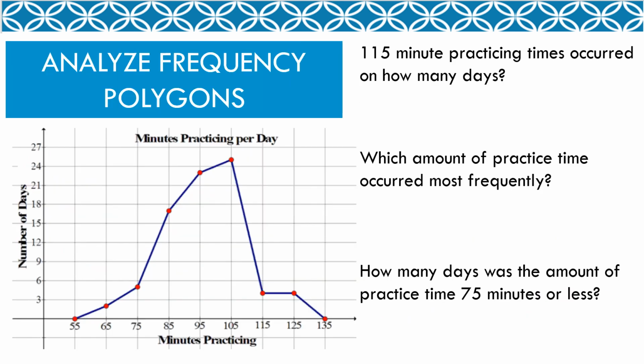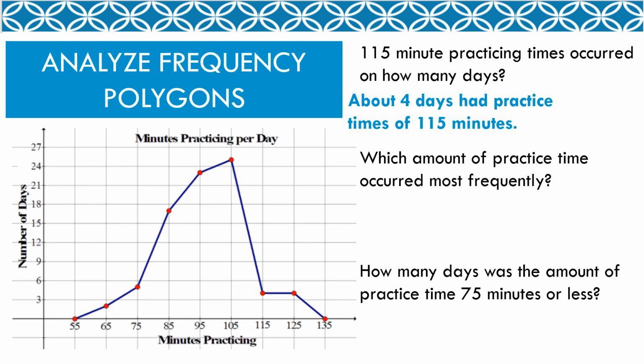We are interpreting frequency polygons. The title: minutes practicing per day. We have the x-axis with contextual information of minutes practicing, and our y-axis is the number of days in which that happened. So 115-minute practice times occurred on how many days? About 4 days had practice times of 115 minutes.